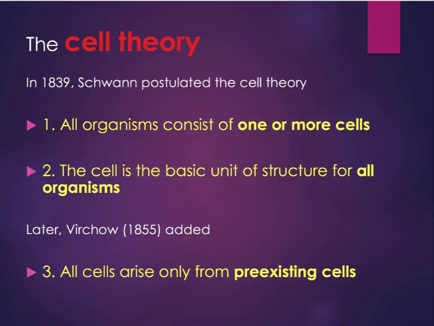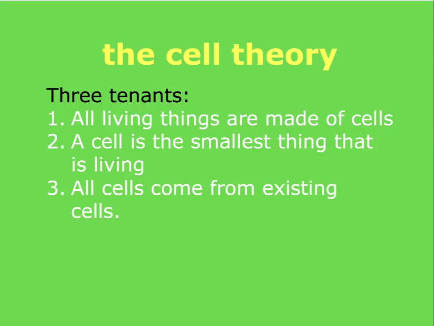The second component of the cell theory, the second tenet as we call it, is that the cell is the basic unit of structure of all living organisms. So you cannot get any smaller than a cell and still be a building block of living creatures. The third tenet of the cell theory is that all living cells in existence today have arisen from pre-existing cells. So paraphrasing the three tenets into a simple list, we see here that all living things are made of cells.